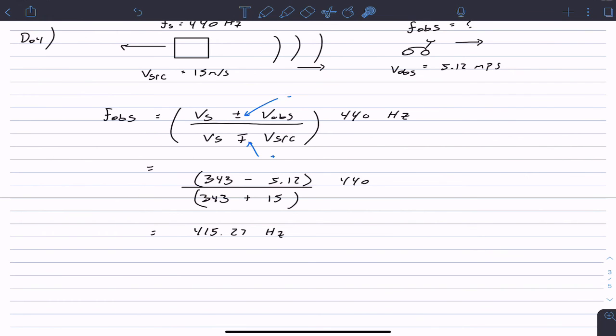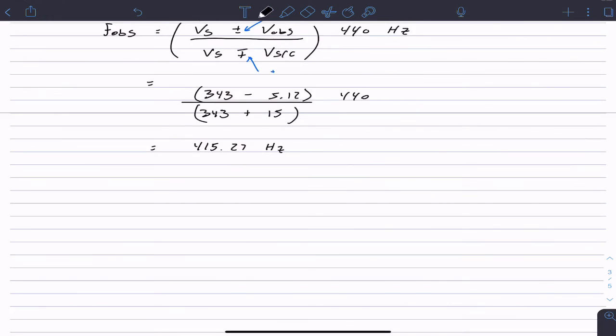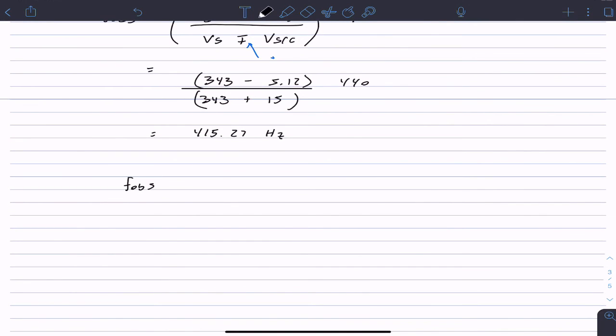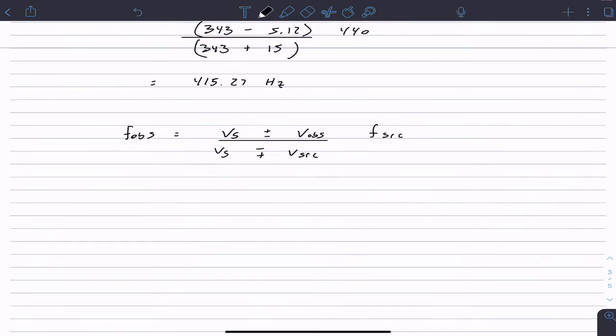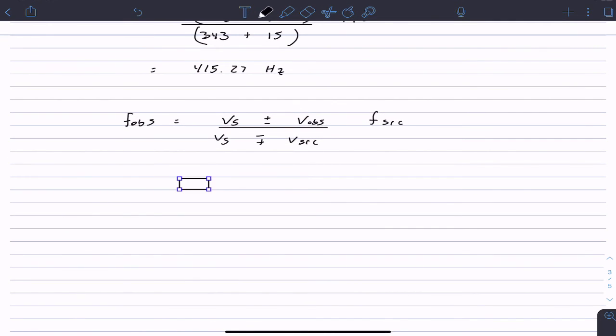So I think, just to kind of go over this, plus minus V observer over V sound minus plus V source times frequency source, right? What I was going to say is, if this thing were traveling this direction and emitting a sound this direction, and then this guy here was traveling this way, what would be the frequency here? I don't really care to go through all of the calculations. I'm just saying, what is the sign convention that you use?